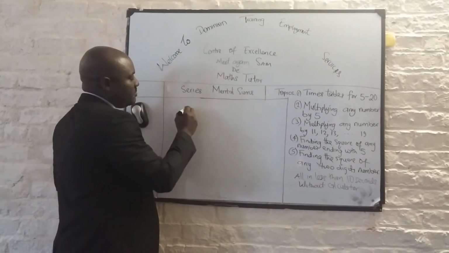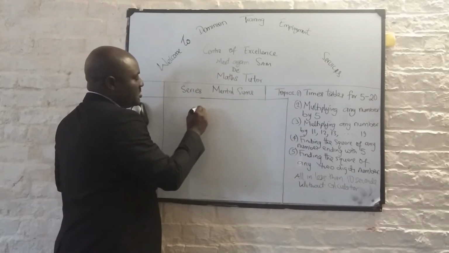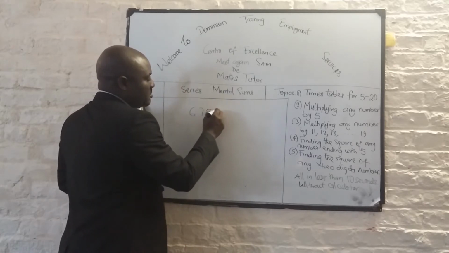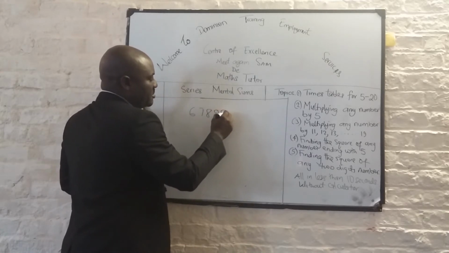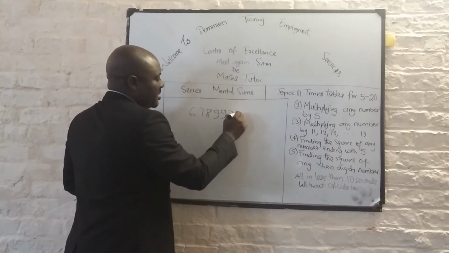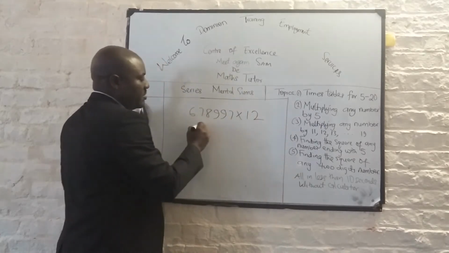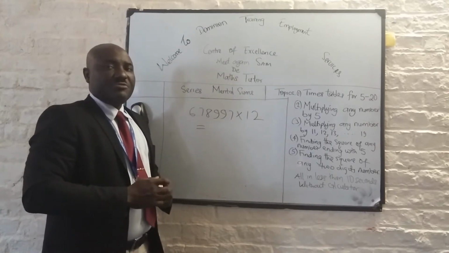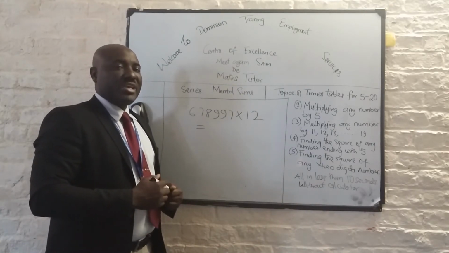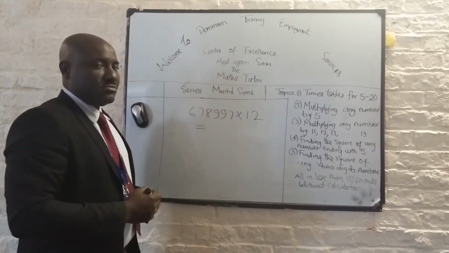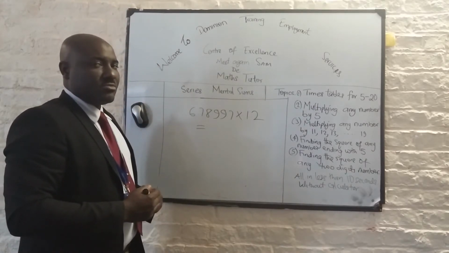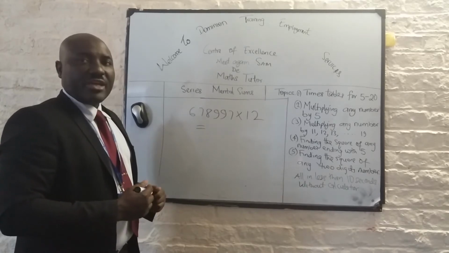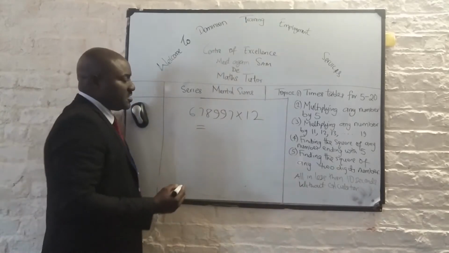Let's say you have 6, 7, 8, 9, 9, 7. Why not pause the video and do this one by yourself and try to find out whether you're going to get it? Okay, I think you should be done. Let's see how it works.